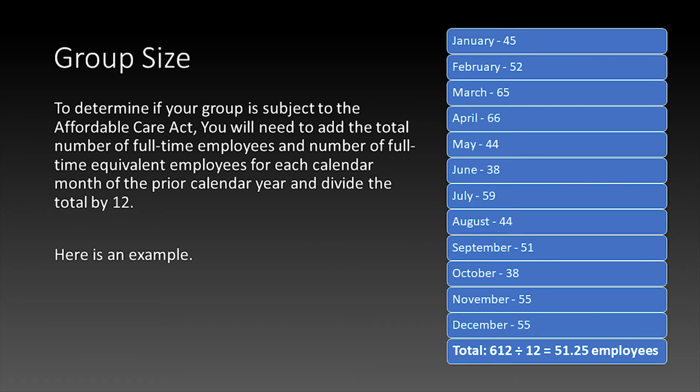So what this is saying is, say for example, last year you had January 45 employees, February 52, March 65, April 66, May 44, June 38, July 59, August 44, September 51, October 38, November 55, and December 55. That would give you a total of 612 employees divided by 12, and it gives you 51.25 employees, which means you are subject to the Affordable Care Act.